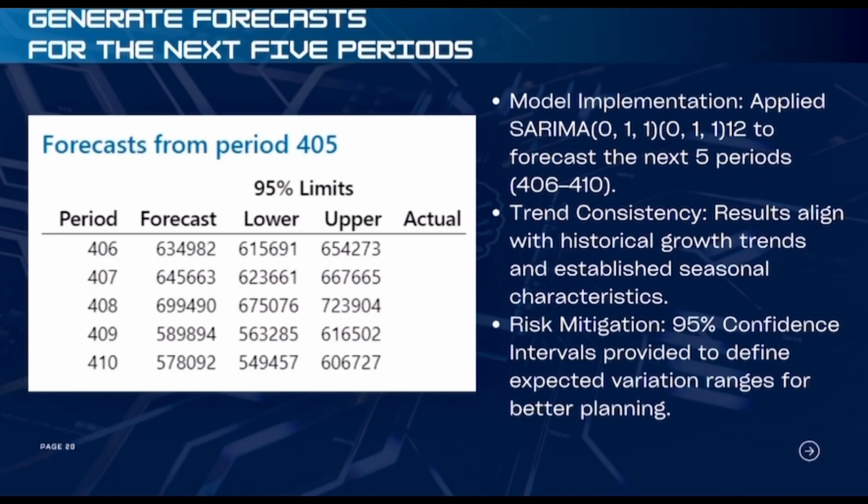And here is the forecast for the next 5 periods. We can see the forecast values continue the upward trend and show the usual seasonal pattern. We include a 95% confidence interval to show the possible range for future values, and this interval helps us understand the risk and uncertainty, which is important for planning.